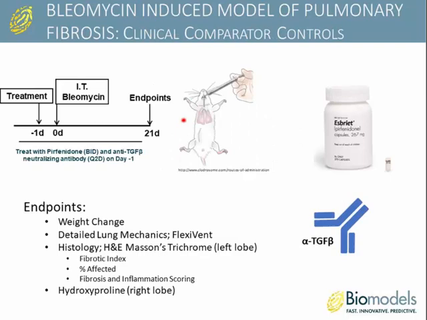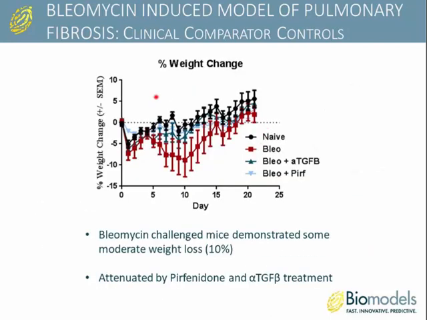Okay, so to review this model and the pretreatment that we use as a control, here at day -1, we'll either treat with pirfenidone, and this is given twice a day per oral. And in another arm of this study, we gave anti-TGF-beta neutralizing antibody, and that's given every other day intraperitoneally. And again, we'll look at the common endpoints of weight change, functional lung changes, histopathology, as well as collagen content.